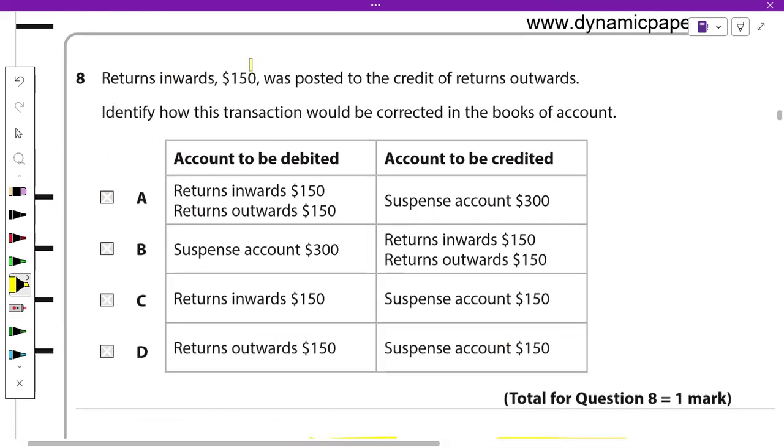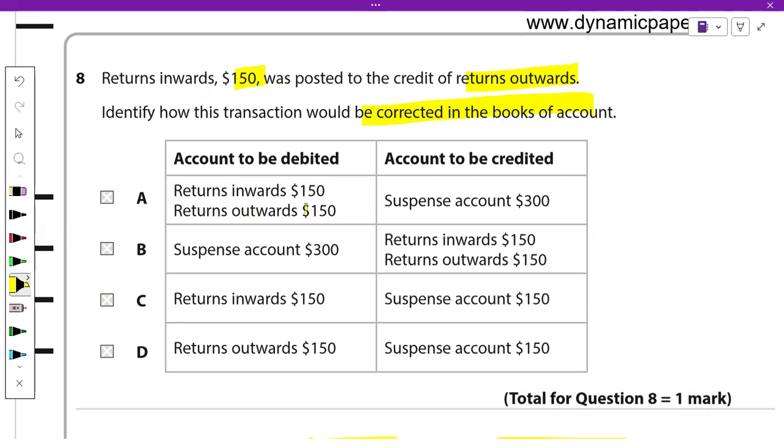Return inwards $150 was posted to the credit of return outwards. Identify how this transaction would be corrected in the books of accounts. So return inwards 150 was posted to the credit of returns outwards. Okay. Identify how this transaction would be corrected in the books of accounts.